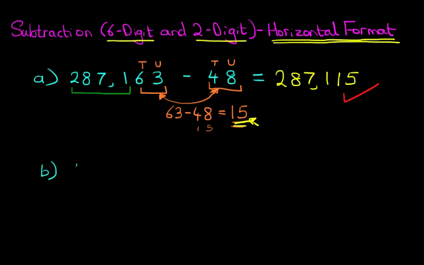This time we have 907,346 minus 89. So 907,346 minus 89. Now what we're going to do in this example, and we've done this before, is we're going to add a number to 89 to make it equal to the large number on the left. Okay, so let's begin this.